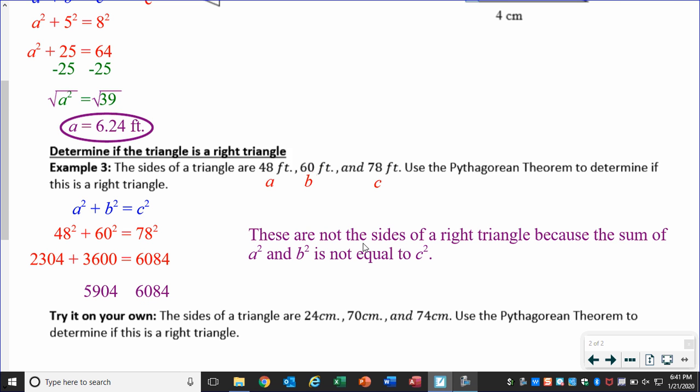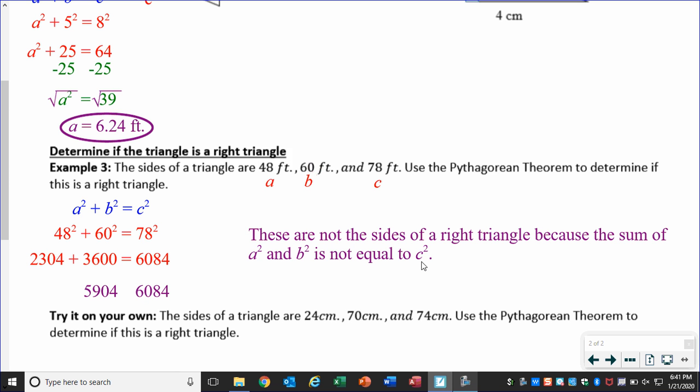And I would write my answer like this. These are not the sides of a right triangle because the sum of a squared and b squared is not equal to c squared. You could also write it's not a right triangle because it doesn't work in the Pythagorean theorem. It doesn't work for a squared plus b squared equals c squared. That would be totally fine.